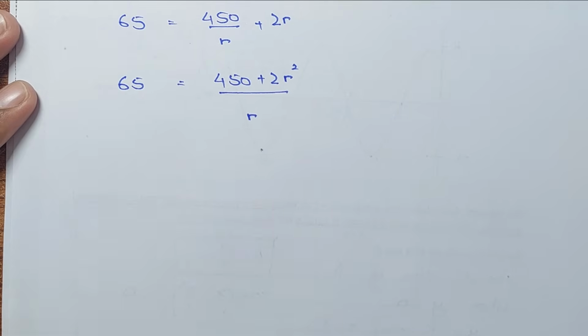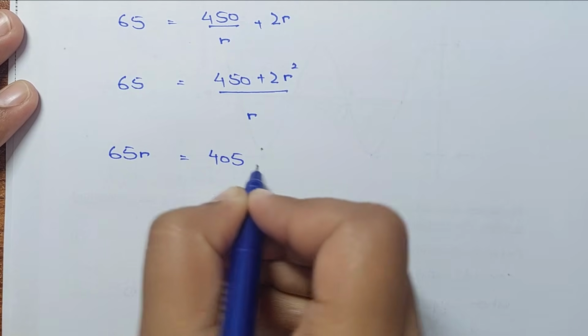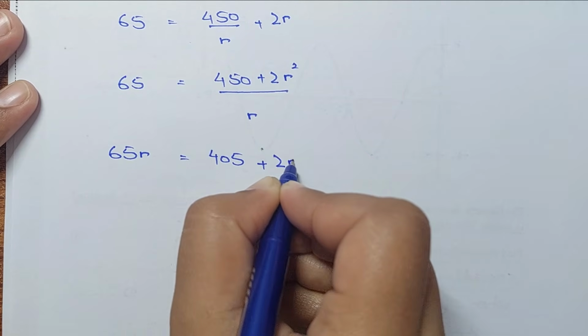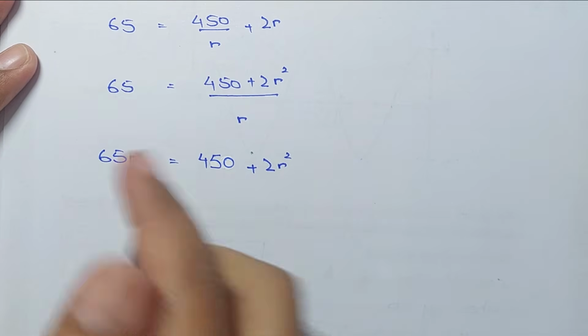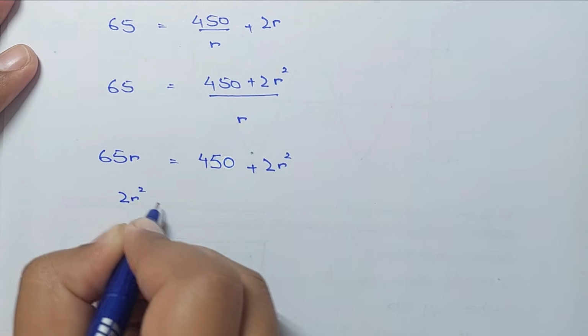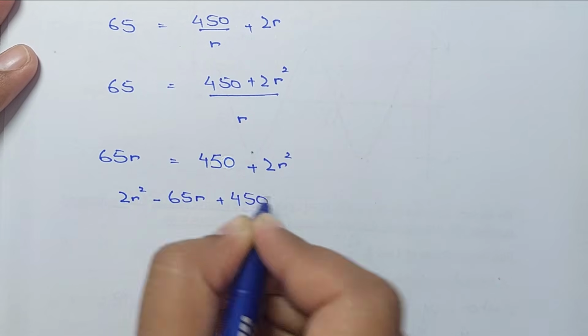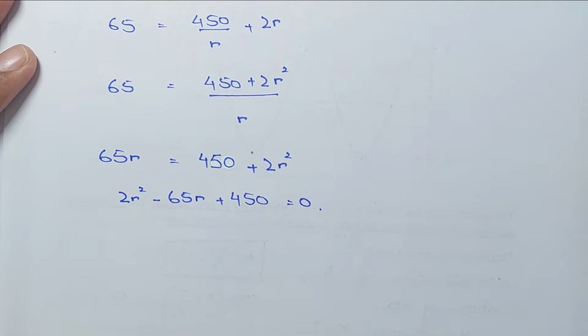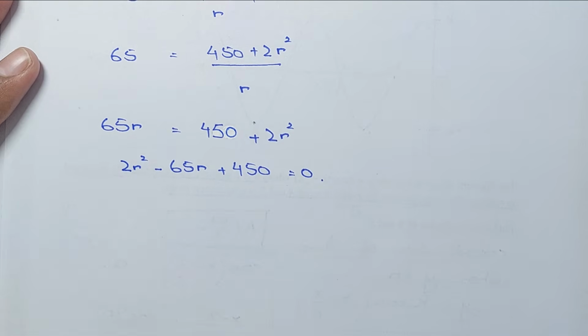Now we can do a cross multiplication. 65r equals 450 plus 2r square. It's 450, sorry. Now shift this term to the other side. This becomes 2r square minus 65r plus 450 equals 0. This is a quadratic equation in r. You can factorize it or apply the quadratic formula. So I guess it's better to apply the quadratic formula.